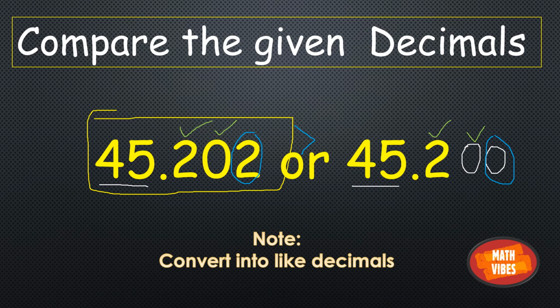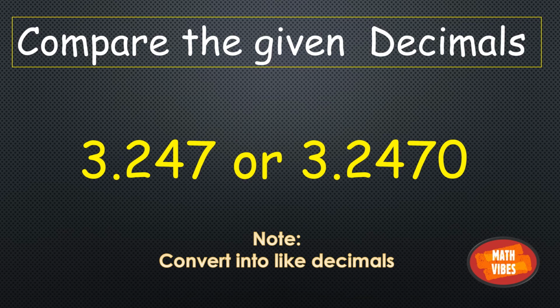Clear? Don't get confused. Just keep in mind the rules and the way to convert unlike decimals to like decimals, and the questions will be very easy. Now let us look at this example: 3.247 and 3.2470. Hey, wait, I am not going to solve this one. I'm just going to give you 2 minutes and you will solve it and write the answer in the comment section below, and then I will let you know whether your answer was correct or not. All right.